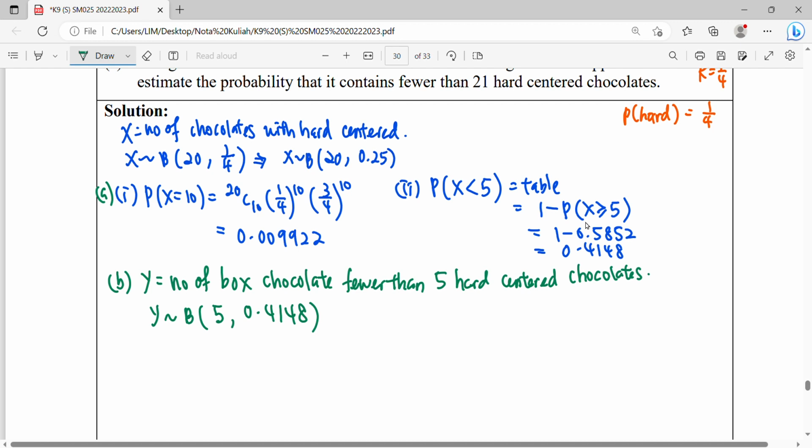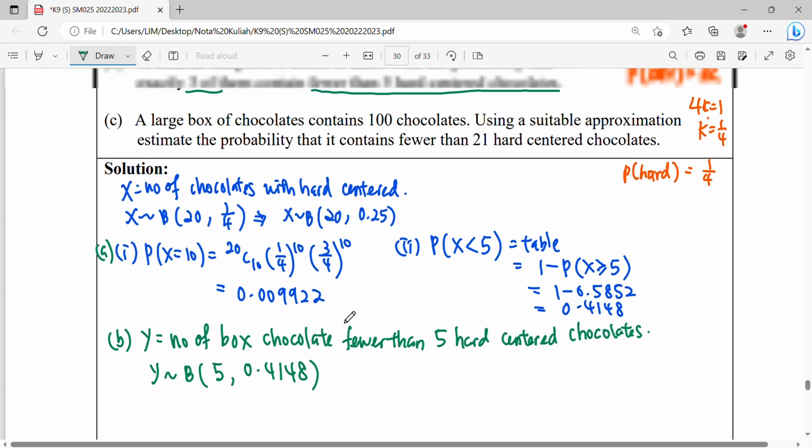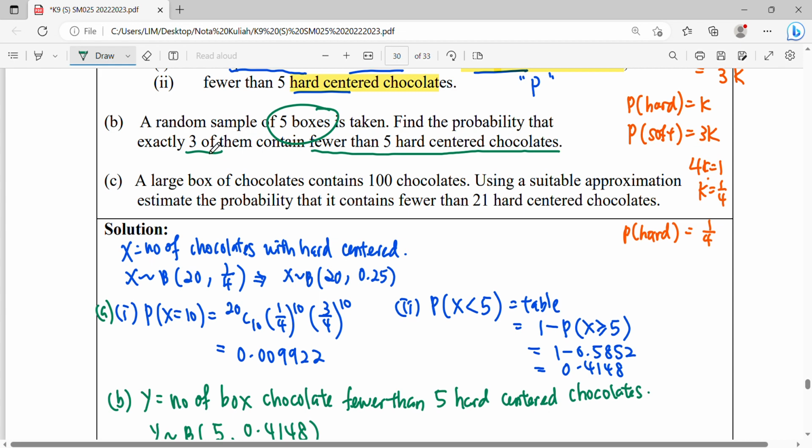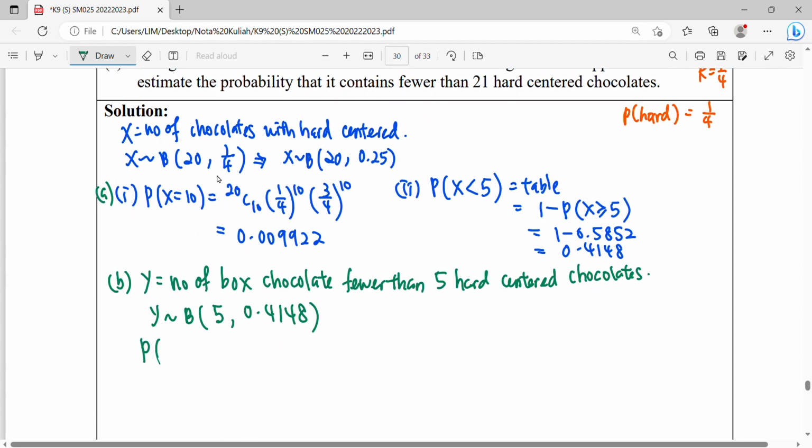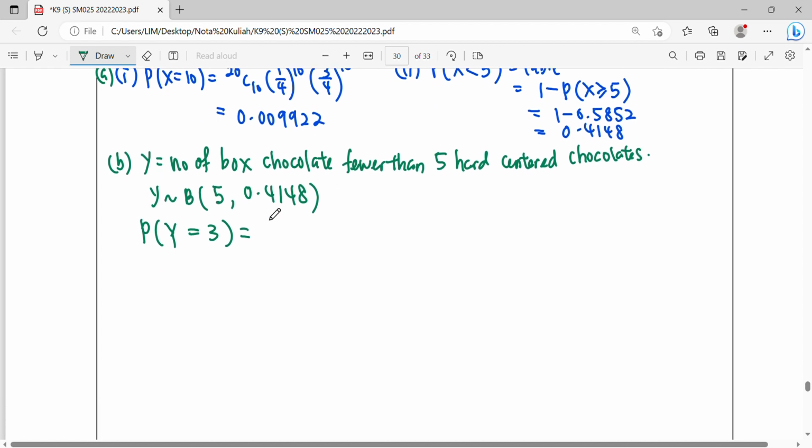So just now, from a single chocolate, question A, number of chocolates. Now it is put into boxes, so one box. In that situation it is no longer about heart-centered or soft-centered. Now it wants the condition of fewer than 5 heart-centered. So for this question, from 5 boxes, find the probability of exactly 3 boxes. Only one way we can solve it. We use the formula. There is no table for this probability, so we just use the formula.